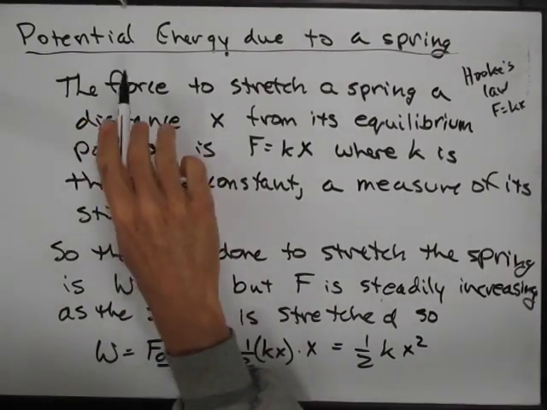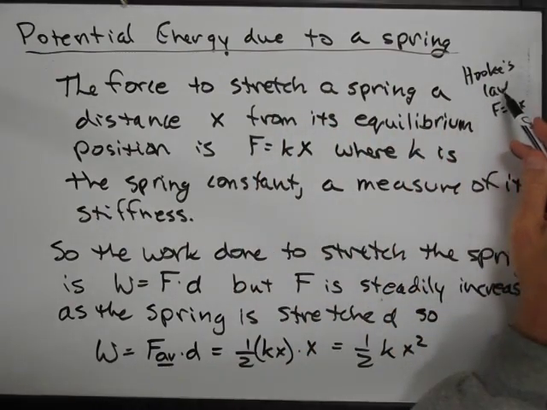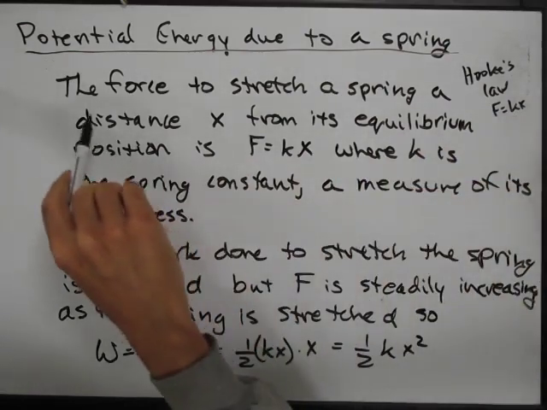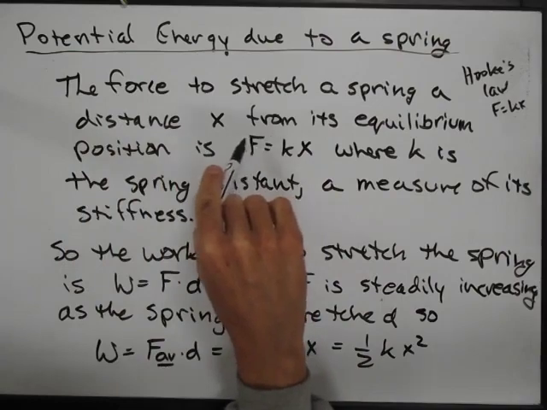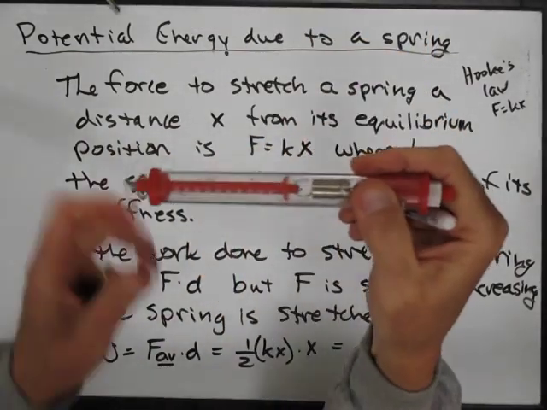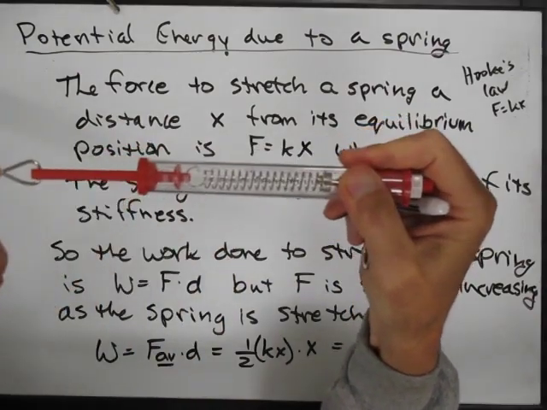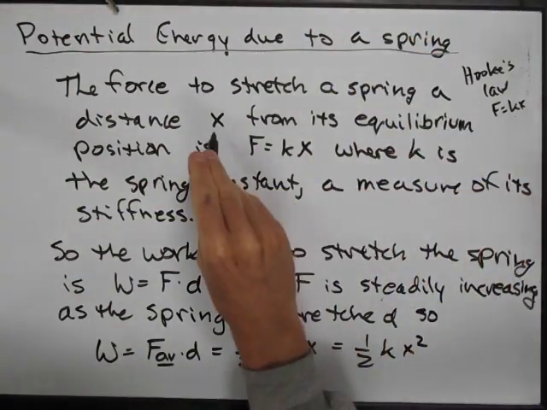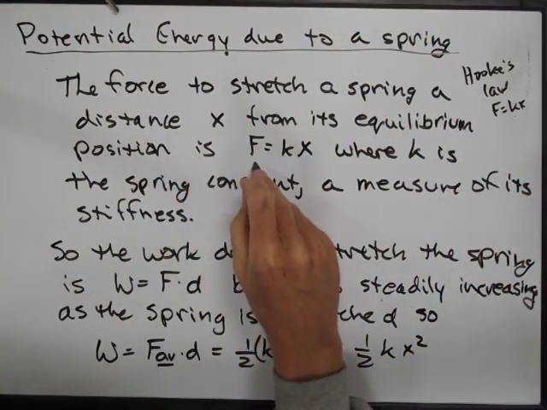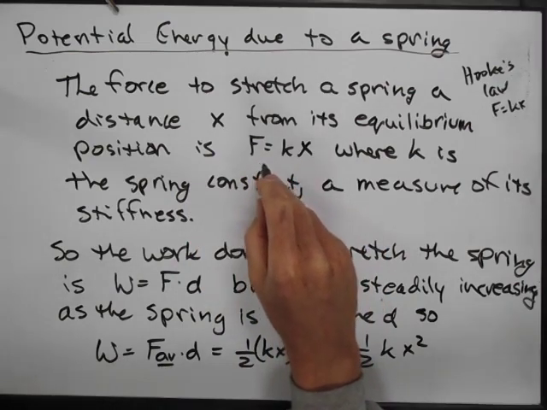So we're going to talk in this section about the potential energy due to a spring. This uses Hooke's law, which we already talked about. Hooke's law is F equals kx. And so the force to stretch a spring a distance x from its equilibrium position, in other words, it starts in its relaxed state, and now you pull it out some distance, you stretch that spring out. If you're going to stretch it a distance x from its equilibrium, the force to get it there is F equals kx. So the bigger x is, obviously the bigger the force is.